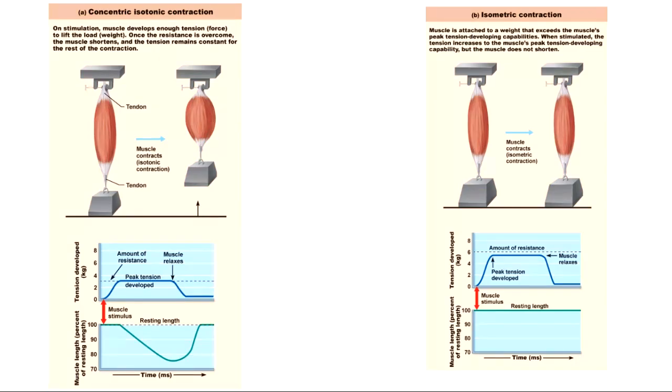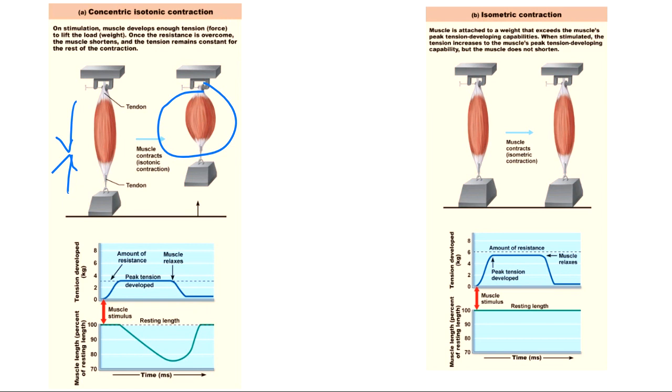So this is an isotonic contraction in which the muscle is going to contract, and when it does that, it changes its shape, it becomes smaller, and produces enough of a force to lift a weight. So it produces enough tension to lift a weight.